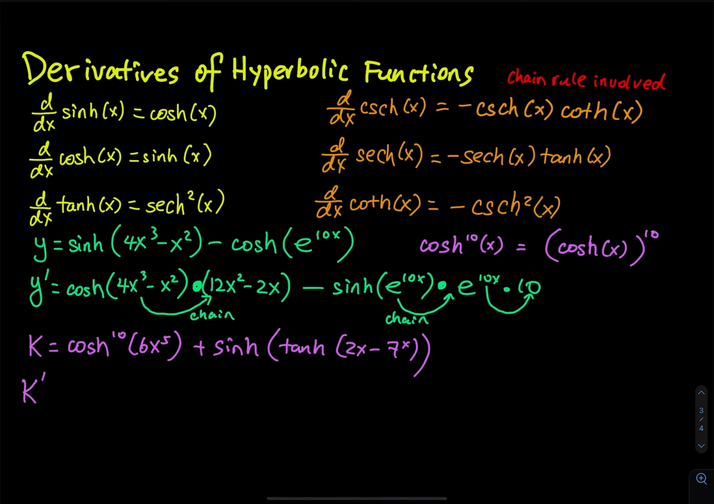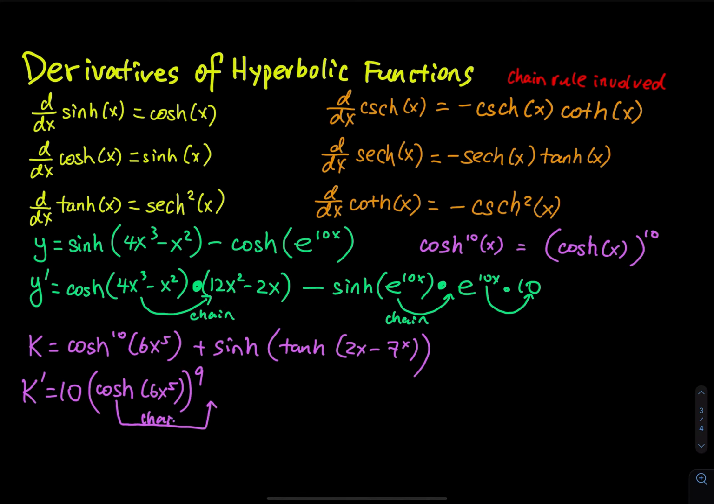And then k prime: you bring the 10th power down, and then you have a 9th power right over here, and then you have cosh of 6x to the 5th. I do not recommend putting the 9 in here, because if you do, in the next step you will just take the derivative of 6x to the 5th. You will totally forget that you have to take the derivative of the hyperbolic cosine. At this point, we haven't touched the cosine yet. We just touched the 10th power.